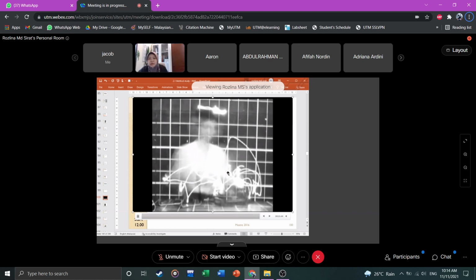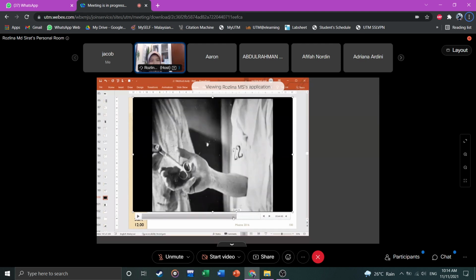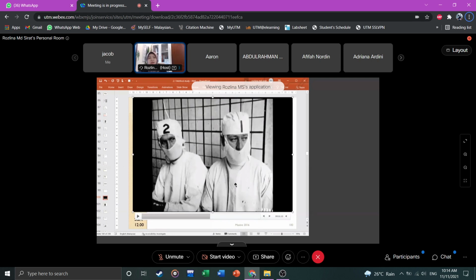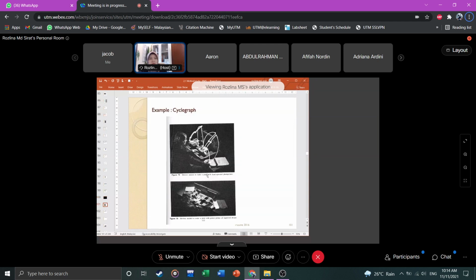Okay, apply the cycle graph as well. You can see they also have the surgeon's movement studied by using the light, the cyclograph. This is the light movement. So they use the camera and then study the frequency, from where to what place. So they can see the zone of the hand which one is frequent to move.